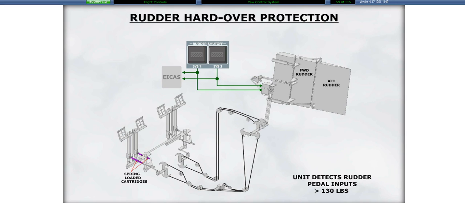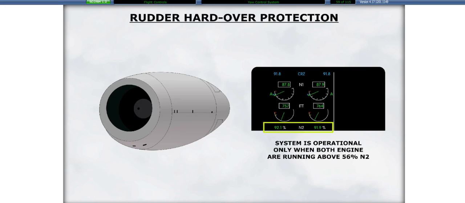This unit detects rudder pedal inputs in excess of 130 pounds. In the event the system detects that the rudder is deflecting in one direction more than 5 degrees while the pilot is pushing on the opposite rudder, the rudder hardover protection system will automatically shut off both rudder systems. The system is operational only when both engines are running above 56% N2.